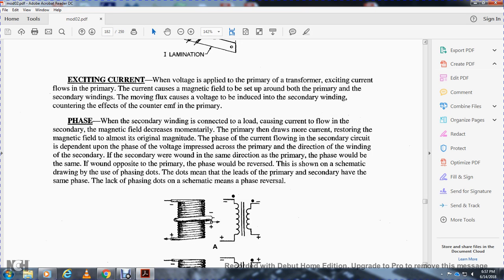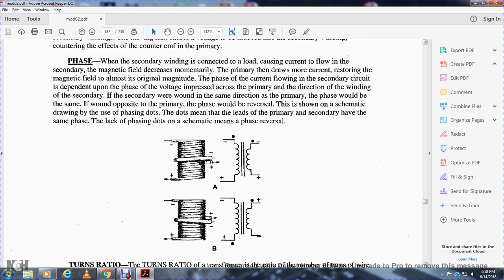The primary then draws more current, restoring the magnetic field to almost its original magnitude. The phase of the current flowing in the secondary depends on the phase of the voltage across the primary and the direction of the secondary winding. If wound in the same direction as the primary, the phase is the same; if opposite to the primary, the phase would be reversed. This is shown in the schematic drawing. The phasing dots may be used to show that the primary and secondary have the same phasing. Lacking phasing dots on the schematic means a phase reversal.